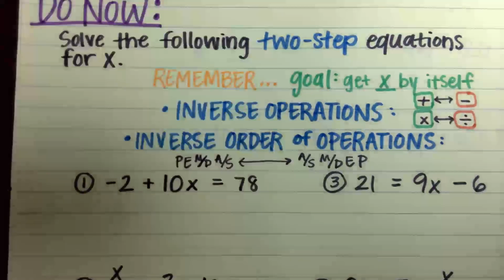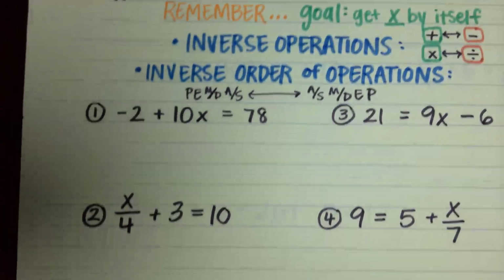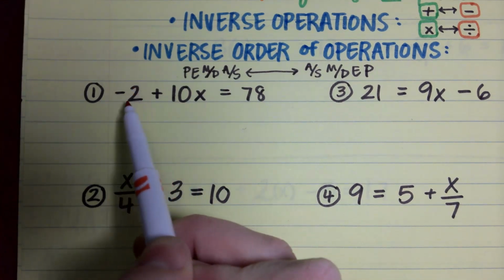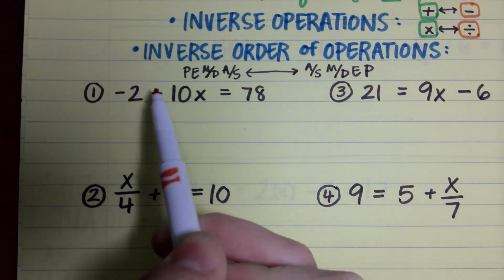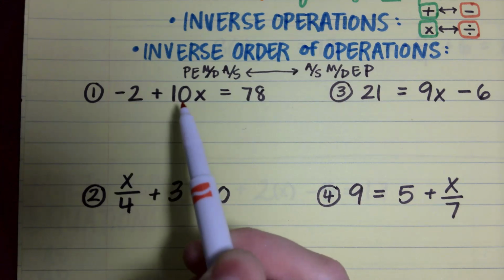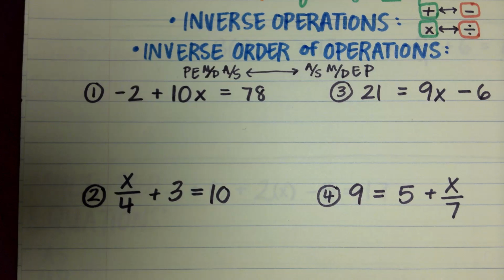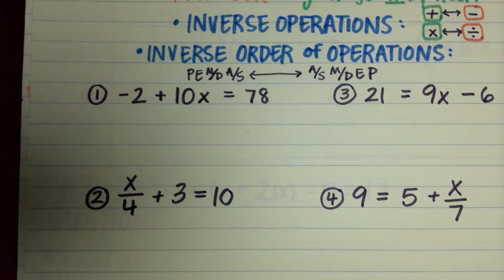Okay, so for number 1, we have -2 plus 10x equals 78. In this problem, we want to first notice that we have 2 different operations. We have a -2 plus something, and then we have 10 times something. So, what is the first thing that we're going to be doing?